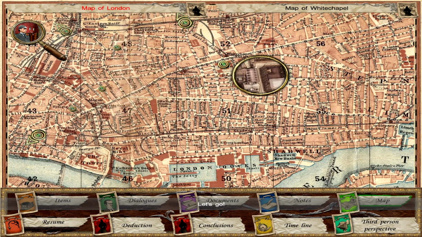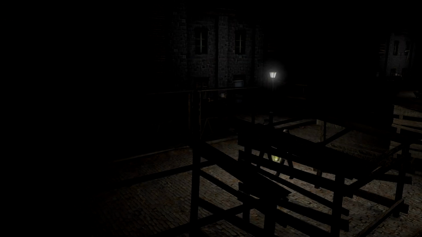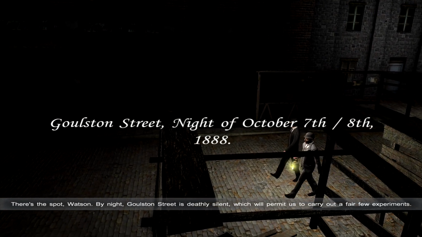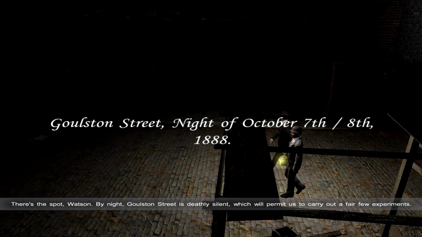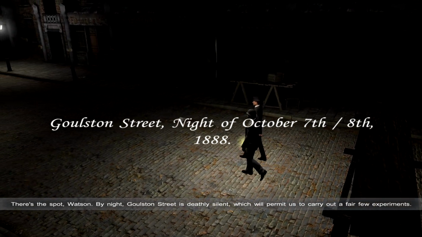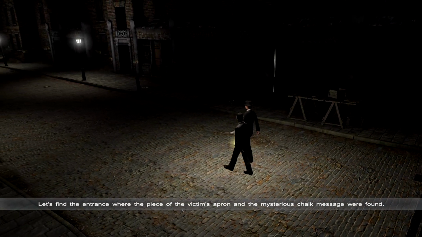Would it be in Gorson's? Let's go. Is it here? Oh, okay, I really wasn't paying attention. There's the spot, Watson. By night, Goulston Street is deathly silent. It will permit us to carry out a fair few experiments. Yes, hopefully nobody notices us wandering around suspiciously.